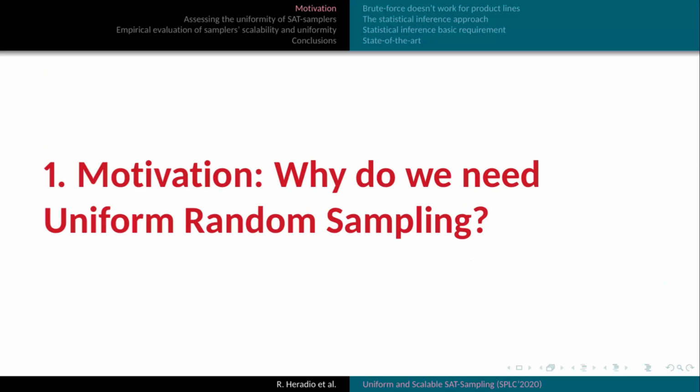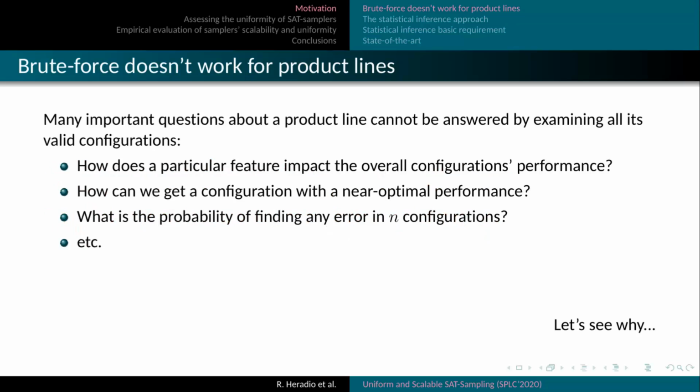Why do we need uniform random sampling? Well, answering many relevant questions would be really easy if we could perform an exhaustive analysis of all valid configurations in a software product line. However, in most cases, this is unfeasible. Let's see why with an example.